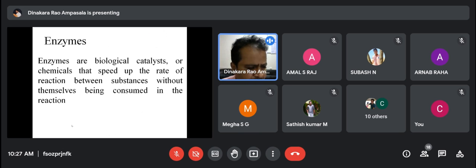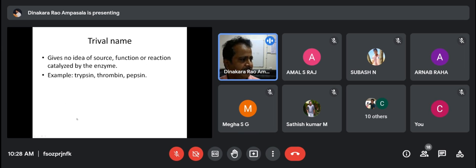So now coming to the point. So enzymes. What is an enzyme? What is the enzyme definition? Enzymes are biological catalysts, chemicals that speed up the rate of the reaction between substrates without themselves being consumed in this reaction. Okay, this we can give as a definition for enzyme or enzymes.